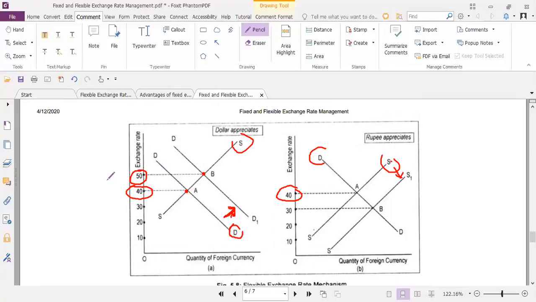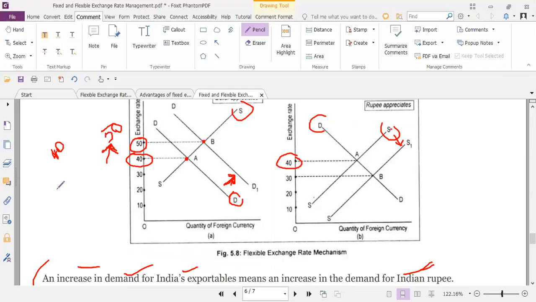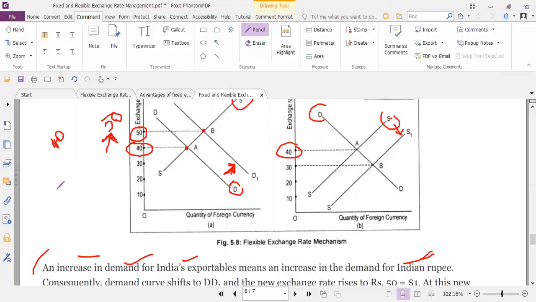So what can you conclude here? You can see that the demand for the rupee increases. First it was only 40 rupees. There was a demand for only 40 rupees. Now the demand has increased to 50 rupees. So you can see there is a net 10 rupees increase. So there is a net increase in the demand of 10 rupees.